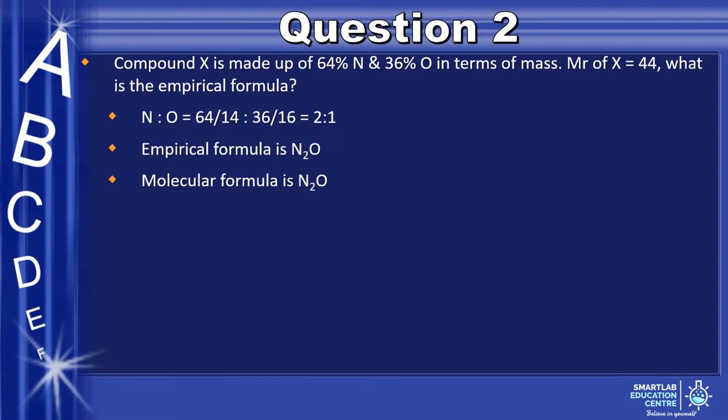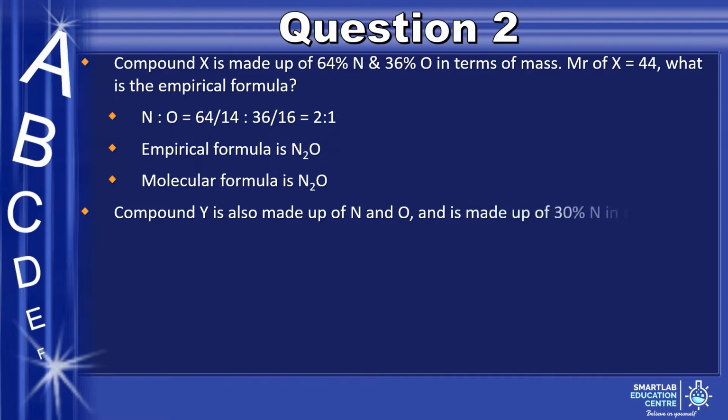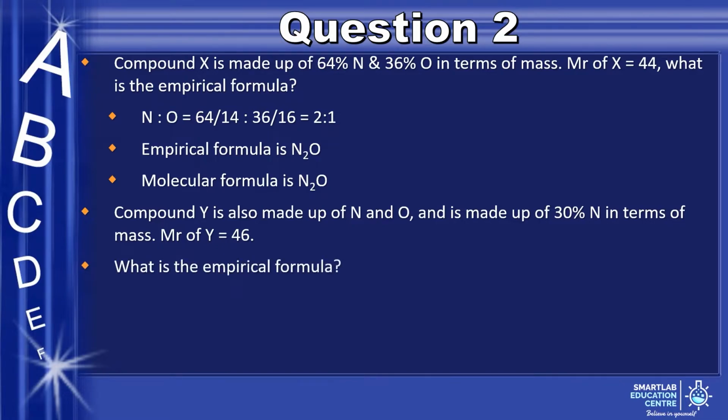Another example is that of compound Y, which is also made up of nitrogen and oxygen, and is made up of 30% nitrogen in terms of mass. What is the empirical formula? We similarly take the mole ratio of nitrogen to oxygen, and it is 1:2 and therefore the empirical and molecular formula will be NO2.